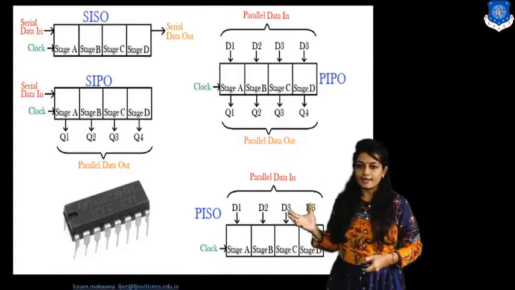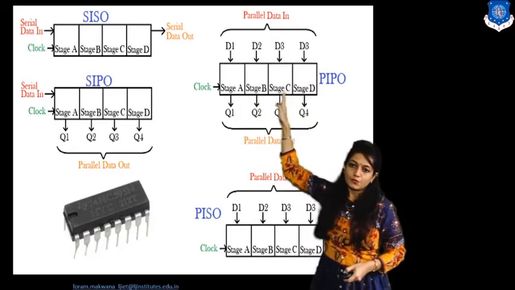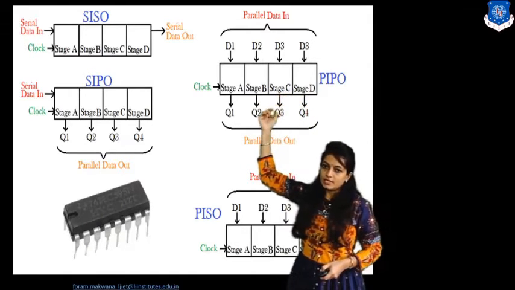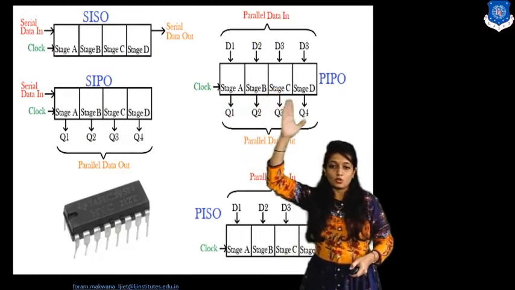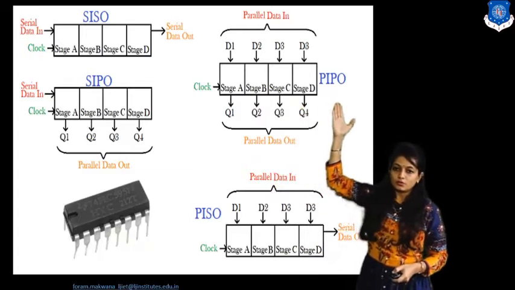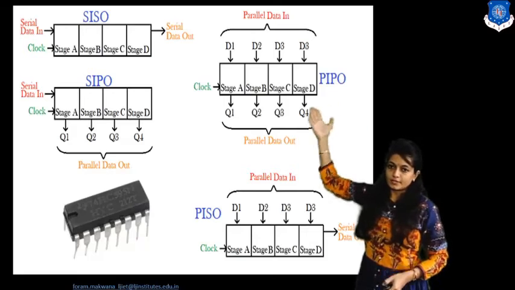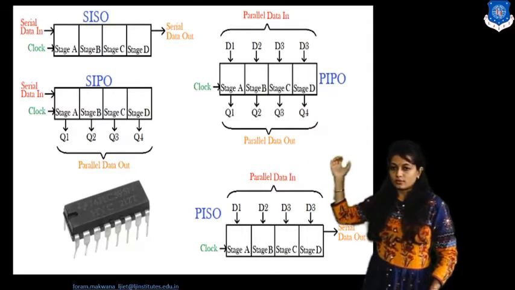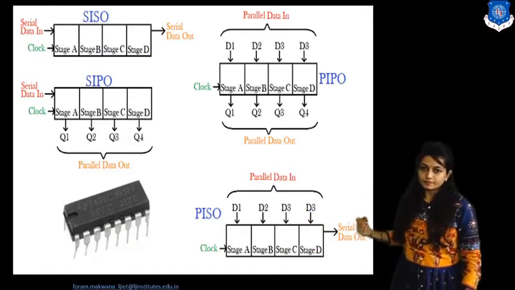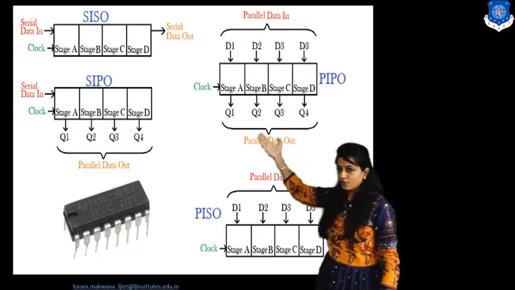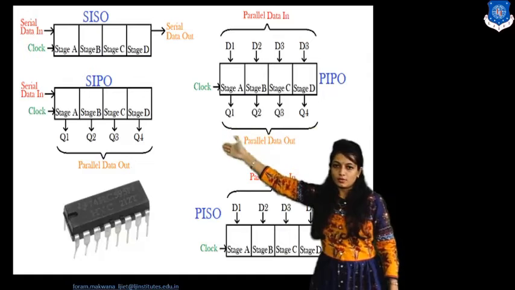See, in this diagram, stages A, B, C, D represent the 4 flip-flops. Serial in, serial out, first, SISO. At the edge of the clock pulse, my data will be moved. For parallel in, parallel out, at the edge of the clock pulse, data will be out. Parallel in, serial out. And this is the example of serial in, parallel out. This one.